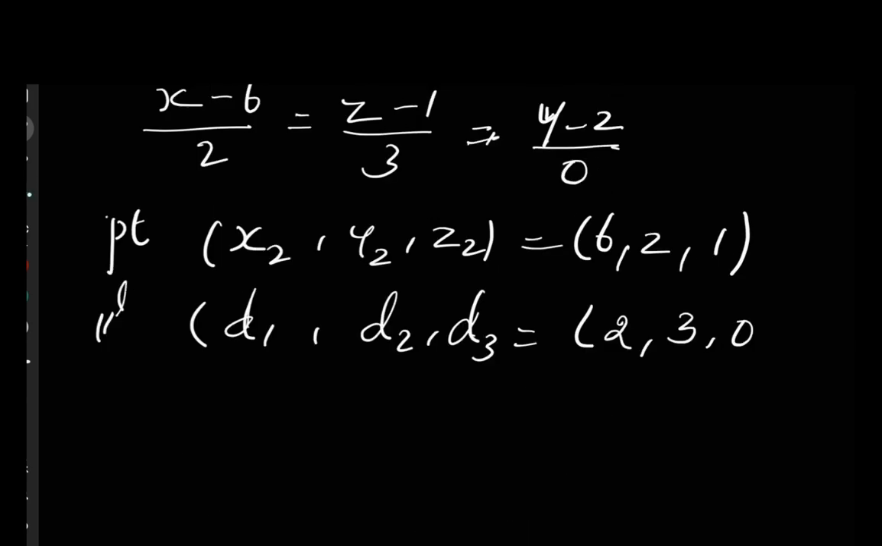See, one small correction here. You have to write the y value here first. Denominator here 0, then for z you will get 3.